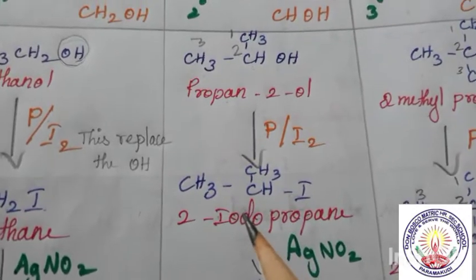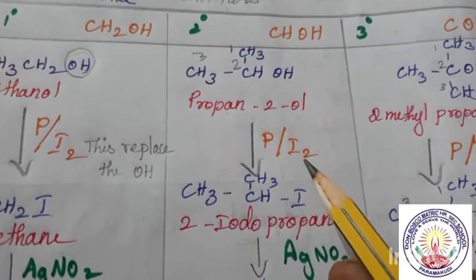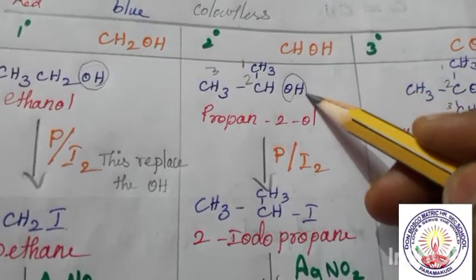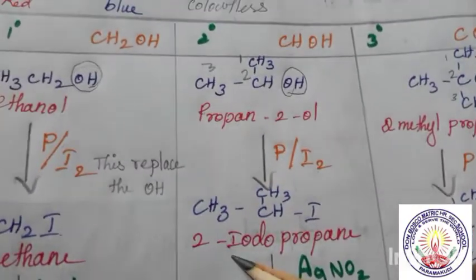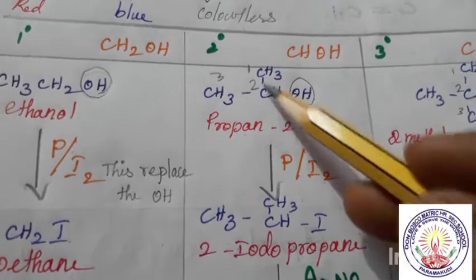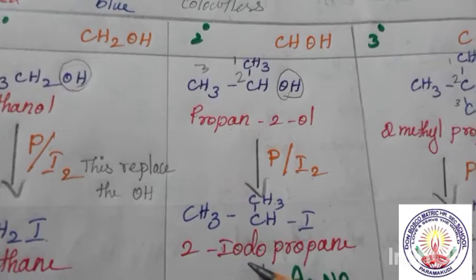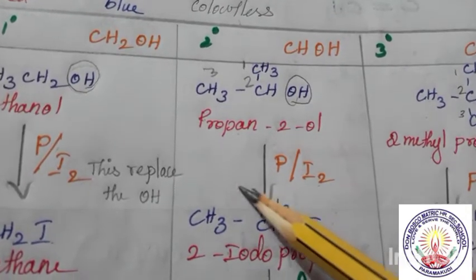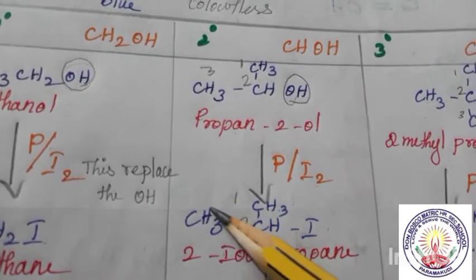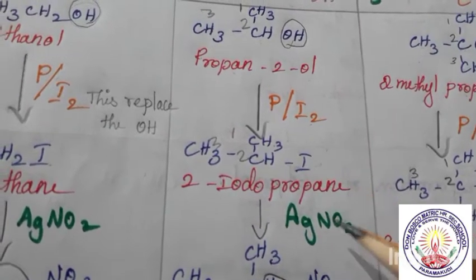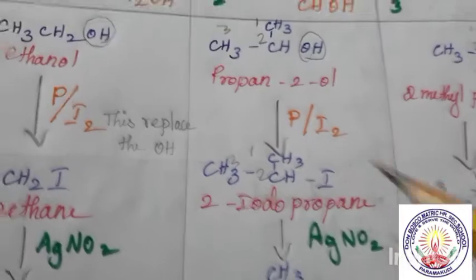Here in the second one, when we are adding this, iodine will replace this OH. So we get CH3 CH CH3 with I. The IUPAC name is numbered 1, 2, 3, so 2-iodopropane.